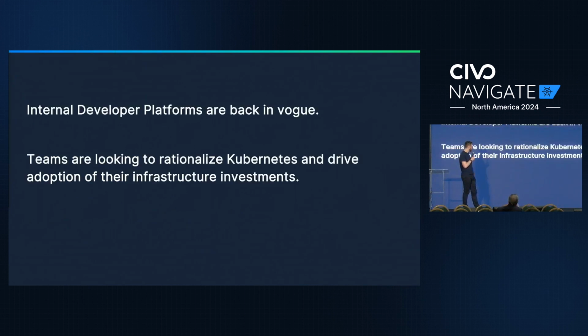So let's get started. Internal developer platforms are back in vogue. Every company at some stage in their company lifecycle is thinking about building an internal developer platform to help enable their engineers deliver their best work as quickly as possible on hybrid cloud, on their own infrastructure, or on public cloud. And teams are looking to rationalize how they use Kubernetes. It's getting ever more challenging to manage and operate Kubernetes. And in a drive to increase efficiency and reduce costs, IDPs are seen as a solution.